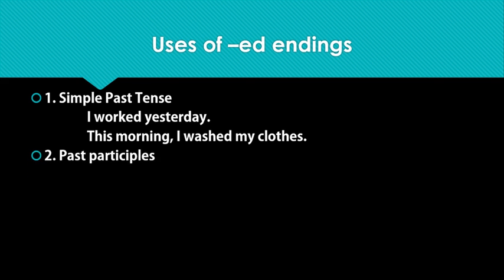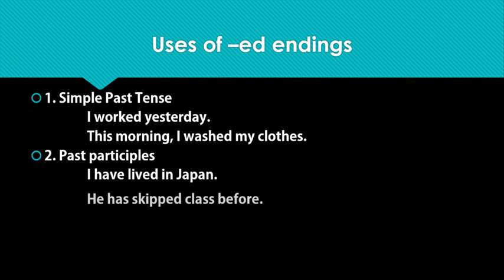The second use is for past participles. We add -ed to past participles. Usually these are words that come after "have," such as "I have lived in Japan," in the word lived, and "he has skipped class before," in the word skipped.